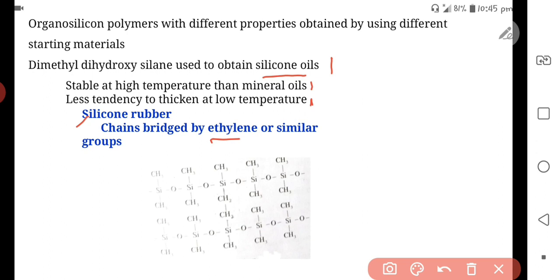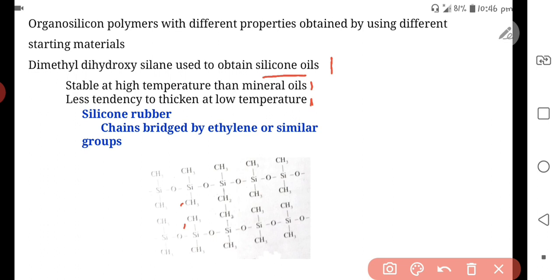Here you can see, up to this part it is similar to what you have seen, that is one silicon atom. Instead of 2 R groups, we have put here 2 CH3 groups, and the SiO linkage has formed. Okay, this we have already seen. Next, here there is a CH3, and here also there is a CH3.